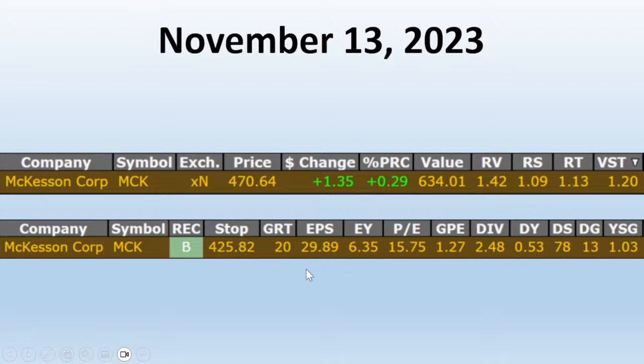Then you get into some earnings information. All right, so they're earning $29.89 a share. Well, it's a pretty expensive stock, but that's a 6% yield. And they're growing their earnings at 20% a year. That's also very important, right? They happen to pay a dividend, pretty decent 2.5%. I'm sorry, that's $2.48 annualized dividend, only about 0.5% yield, but their dividend safety is good at 78. Their dividend growth is good, is at 13%.